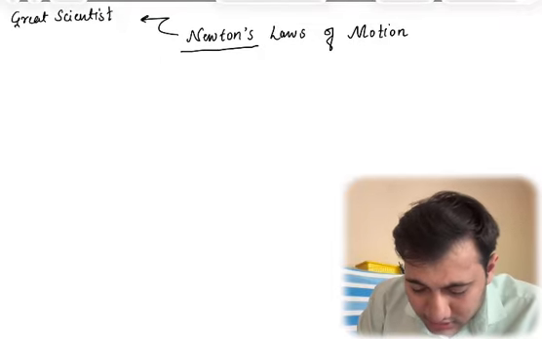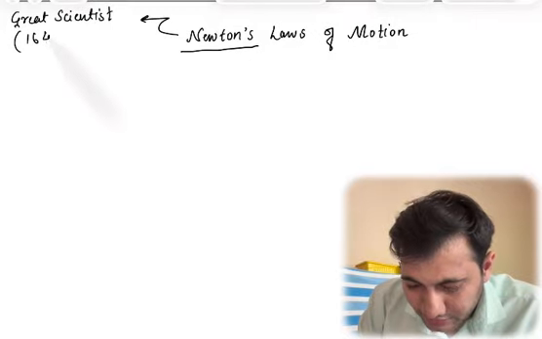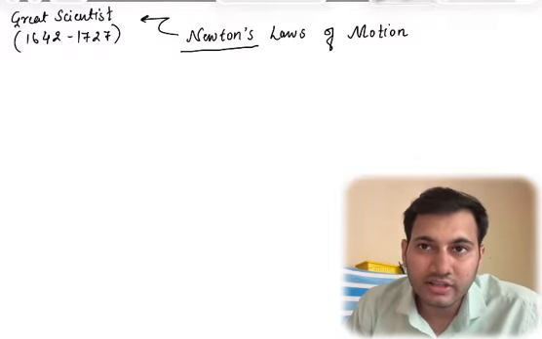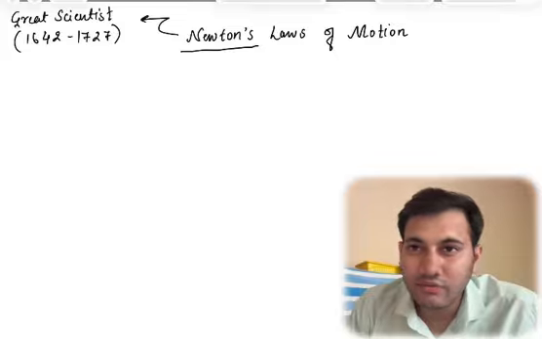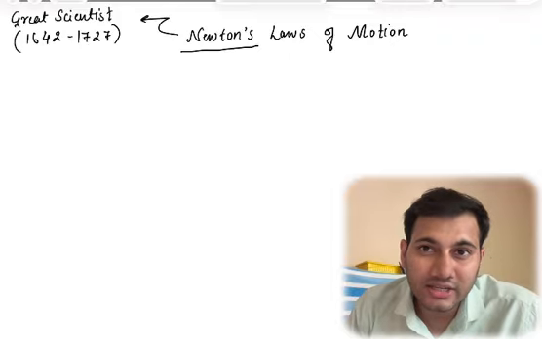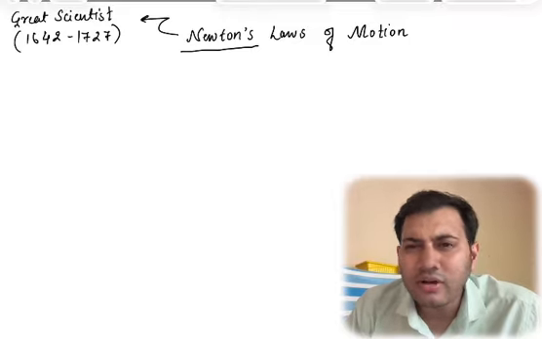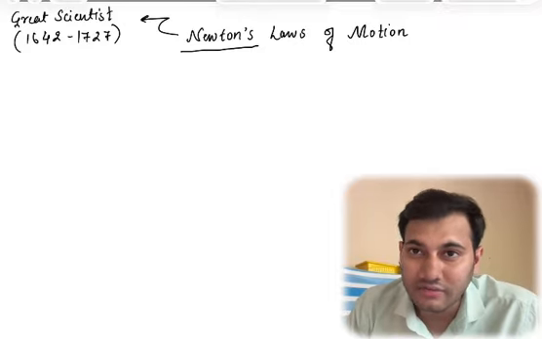who was born in 1642 and lived till 1727. And we all know the famous story that someday Newton was sitting under an apple tree and an apple suddenly came down from the tree, and Newton started thinking why this apple doesn't go upward instead of coming down. So after studying this phenomenon, Newton gave us the famous law of gravitation.